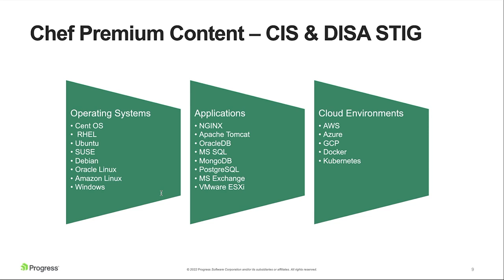On the OS side, we have recently delivered the content for Alma Linux and Rocky Linux, which is in high demand. Then we have standard operating systems like RHEL, SUSE, Ubuntu, and Windows also. On key applications, we have Nginx and Tomcat server. On the DB front, we have MongoDB, PostgreSQL, MS SQL, and Oracle DB content. We also have built-in content for VMware ESXi recently. With respect to cloud, we have AWS, Azure, GCP, Docker, and Kubernetes related content.